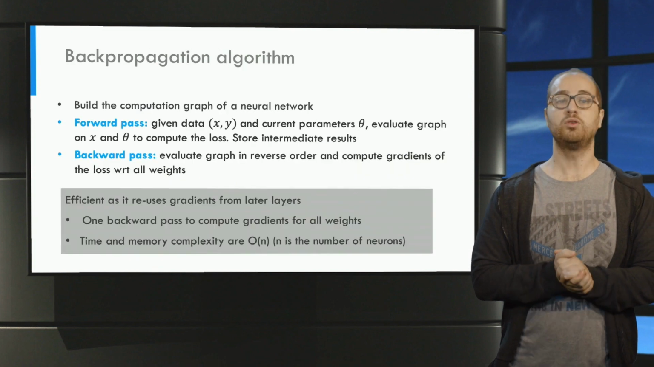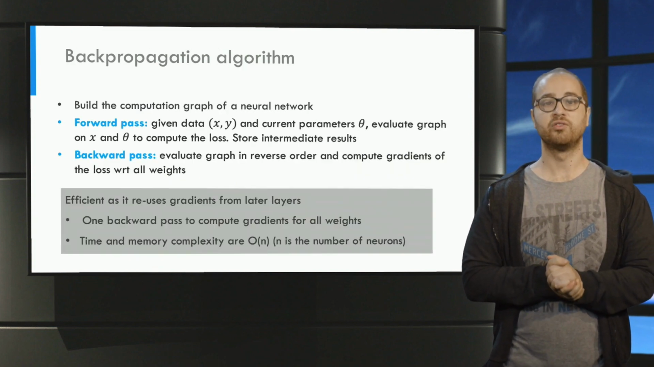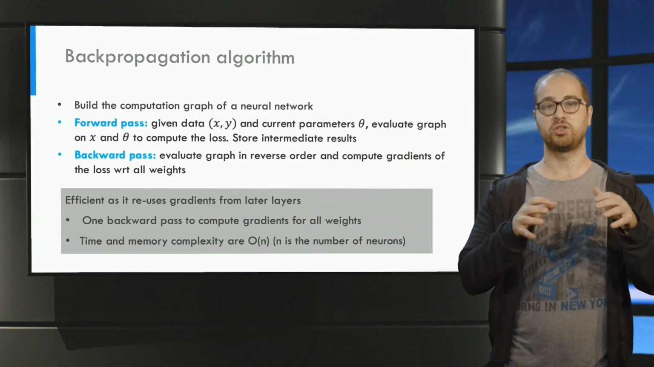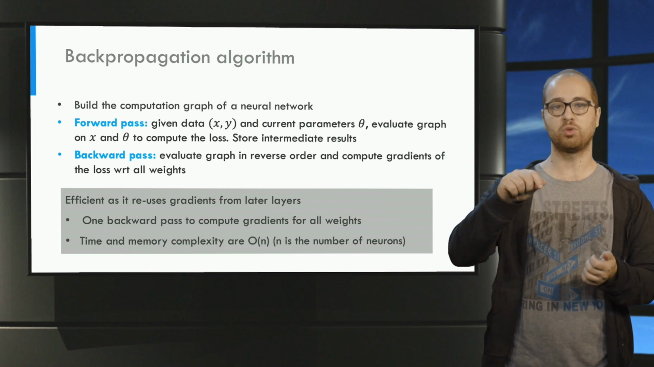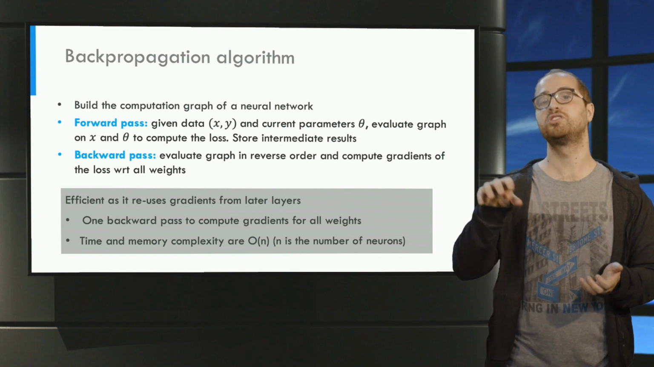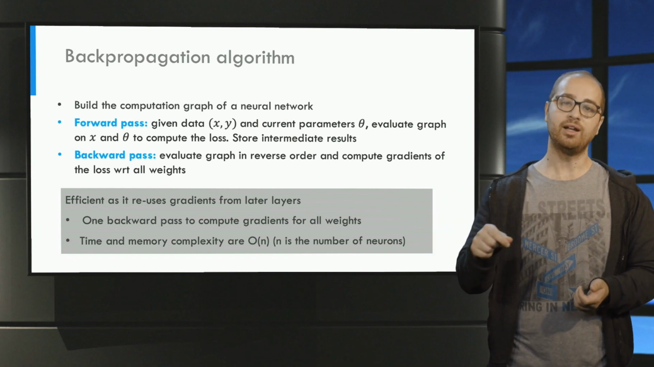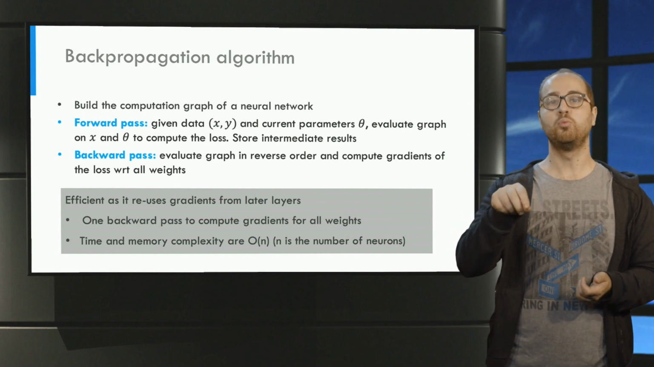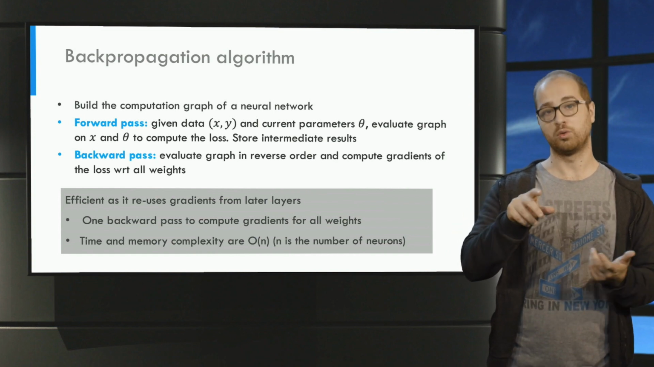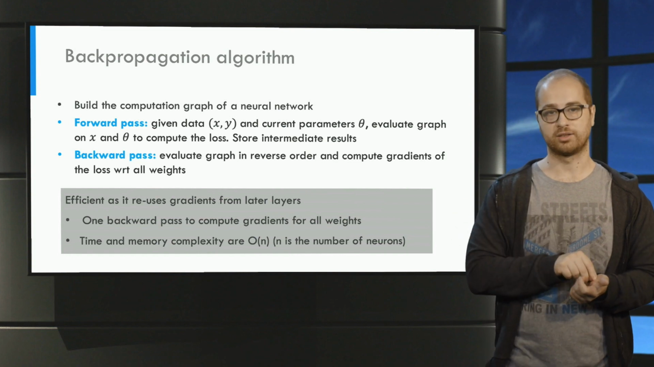We are now ready to introduce the backpropagation algorithm. The first step is to build the computation graph of a neural network. Then we do a forward pass through the network to evaluate the graph on the current inputs and parameter values. Then, once we have done that, we do a backward pass from the root to compute the derivatives of the output, the root, with respect to all the parameters.